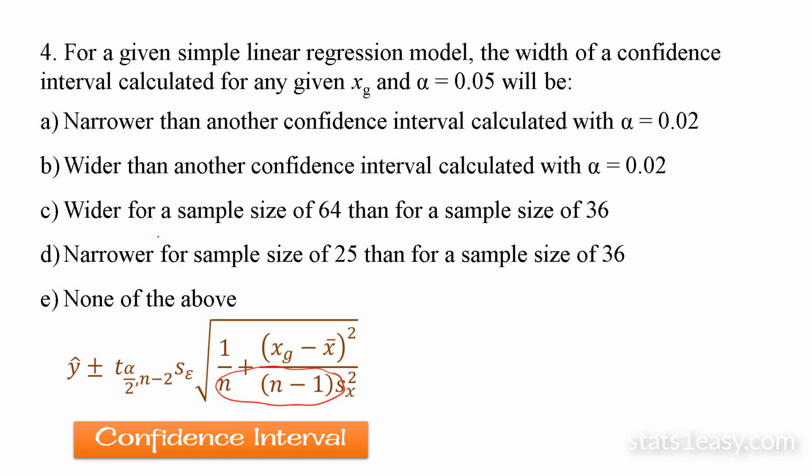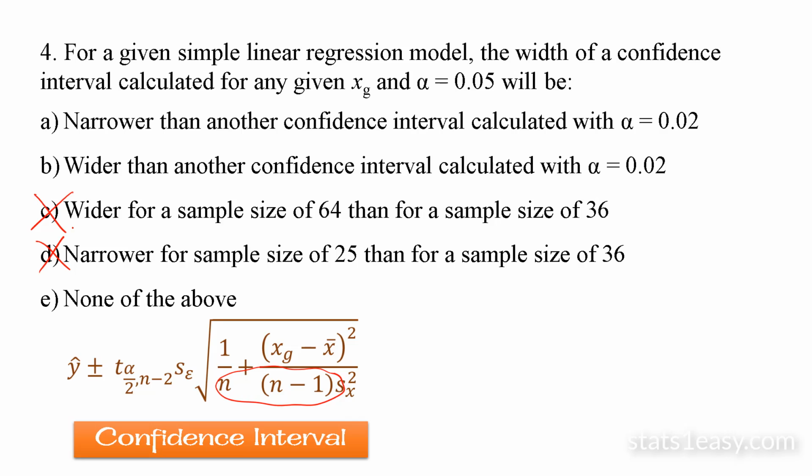So that makes C incorrect because C says it will be wider for a sample of 64 than a sample of 36. No, it's the other way around. It's also wrong for D. D says it will be narrower for a sample of 25 than a sample of 36. No, it should be wider, because the bigger the sample size, the narrower the confidence interval.